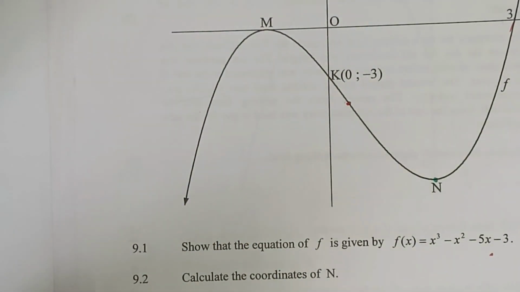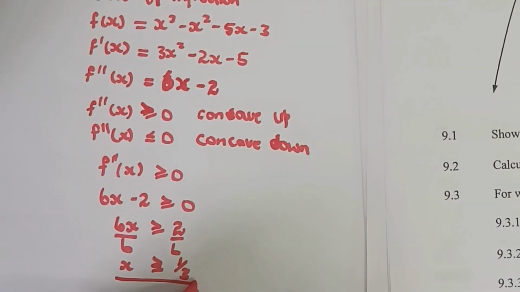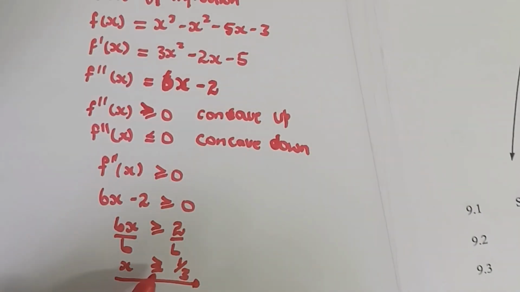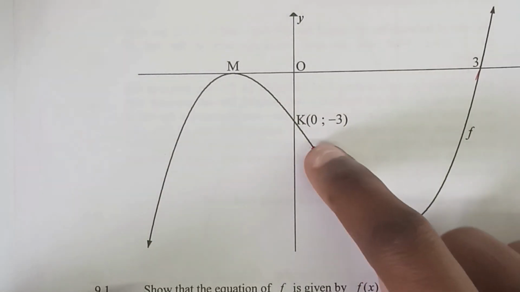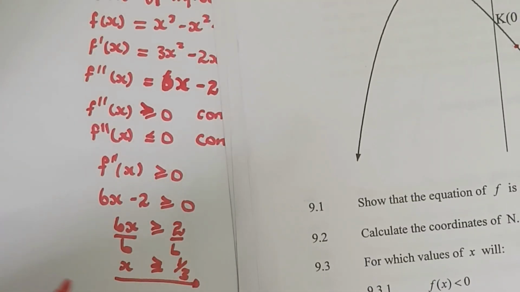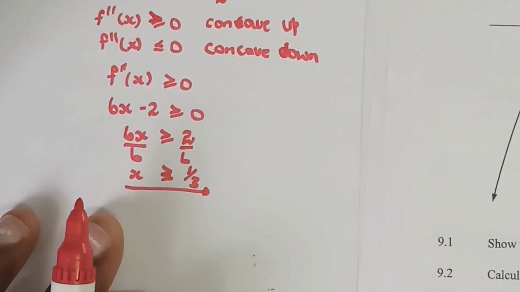So that point is the point that determines if the graph is concave up or concave down. Now this one is our point where the graph is concave up. So at x greater than or equal to 1 over 3, it means that our graph is concave up. So we are done with concavity.